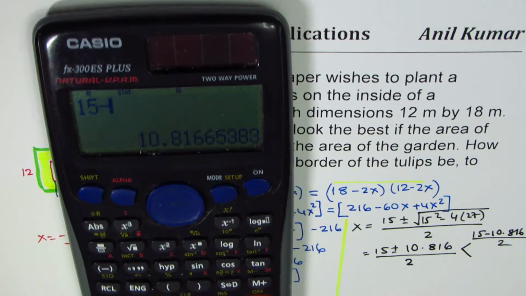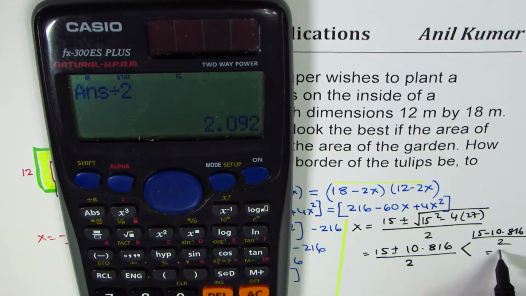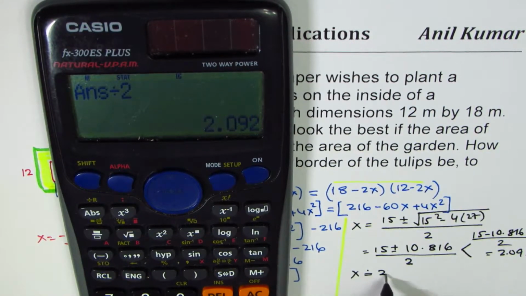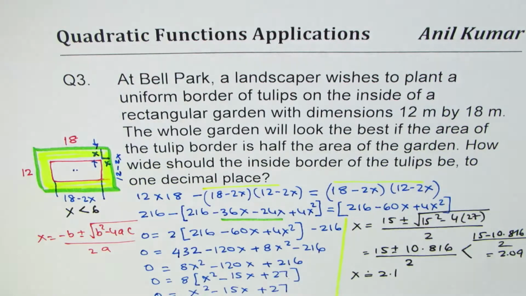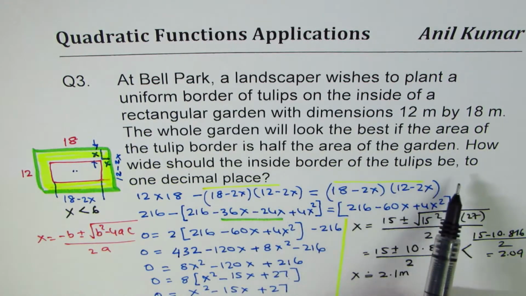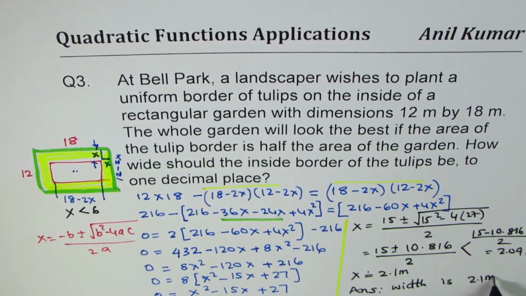So 15 minus 10.816, and then we'll divide by 2 to give us the answer, which is equal to 2.092. So x can be approximately 2.1 and the units are meters. Correct? So it says, how wide should the inside border be to one decimal place? So the width of this border should be 2.1 meters. So we get our answer that the width is 2.1 meters. Is that okay?